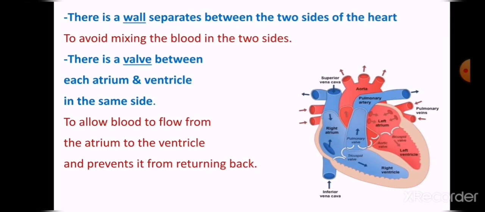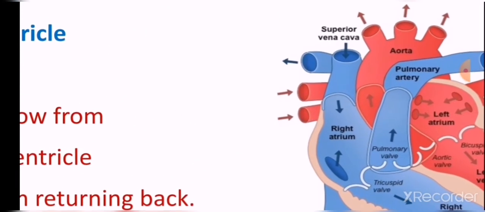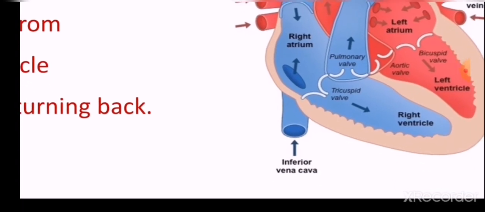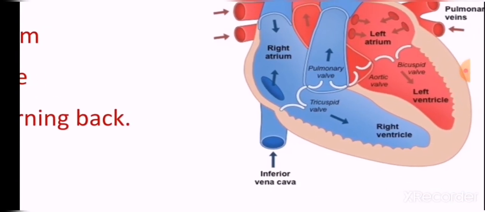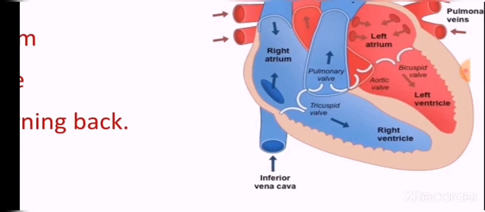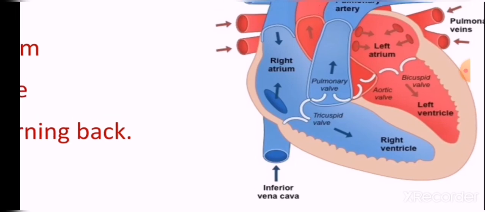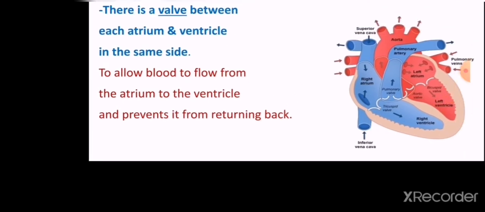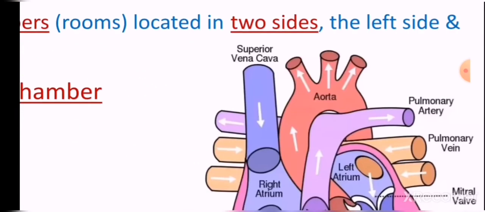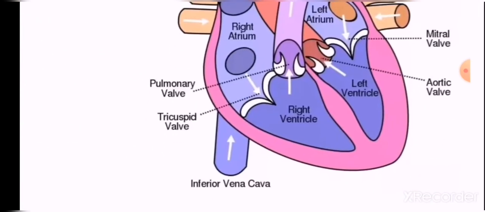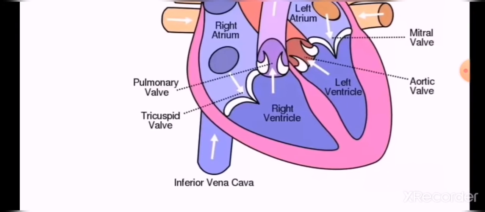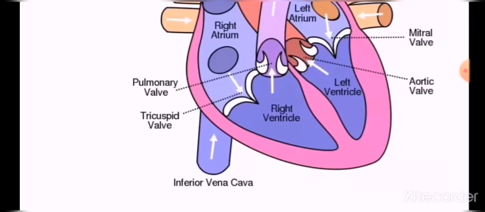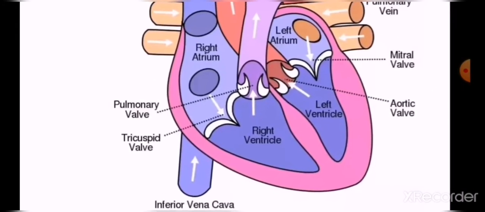Okay? And also, there is a valve. What is the valve? Here, can you see the white lines? There is a valve, like this. Tricuspid valve and mitral valve.